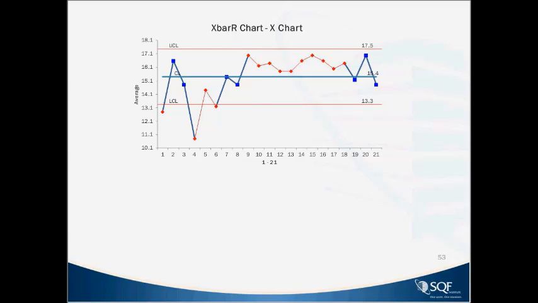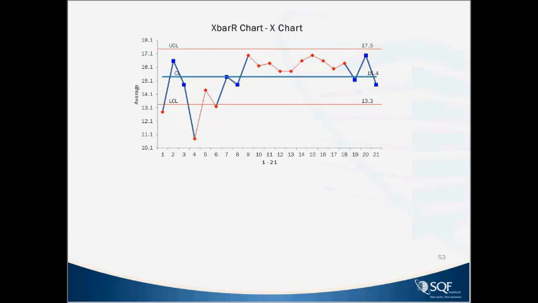So here's our X bar chart for that data. You'll notice the upper control limit is 17.5, which is exactly as you may have calculated. We have our middle bar, which is 15.4, our X double bar calculation from the data. And our lower control limit, which you didn't calculate, is 13.3. So when we took this historical data and applied the upper and lower control limit for X bar, this is what it looks like.